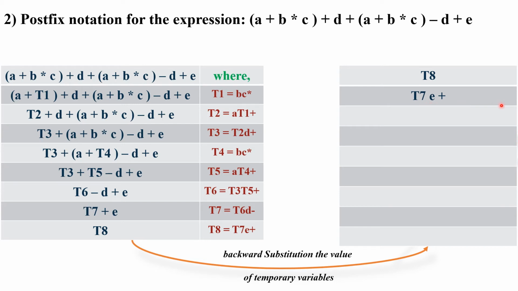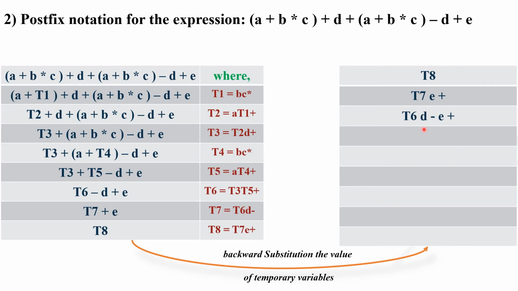So you can go from right to left or left to right. One temporary's value we have to put at a time, not two. Okay. So what is our next temporary? That is T7. What is T7? T7 equal to T6D minus. So instead of T7, we write T6D minus, and E plus is already there. We just copy paste E plus. Only instead of T7, we write T6D minus.